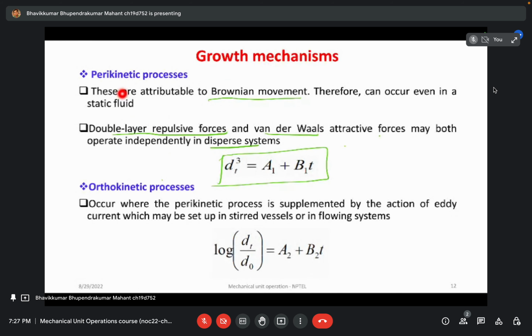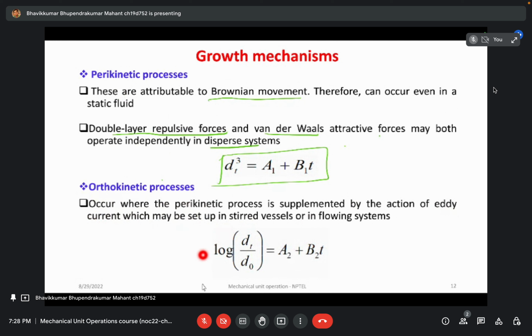If you talk about the orthokinetic process, it occurs when the perikinetic process is supplemented by the action of eddy currents. When we apply eddy currents or any turbulence to the perikinetic process, by means of stirring or flowing, then the orthokinetic process comes into the picture.